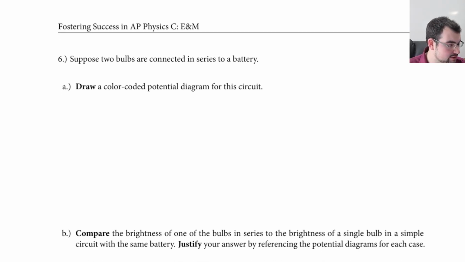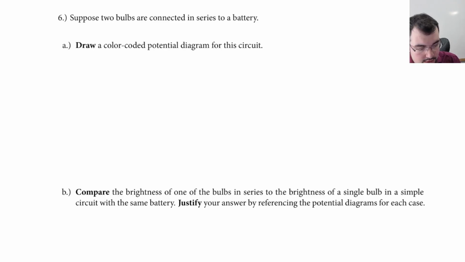So now we'll do the series and parallel analysis. So we'll go a bit faster now. So we'll begin with 2 bulbs in series to a battery. Color-coded potential diagram. Okay.